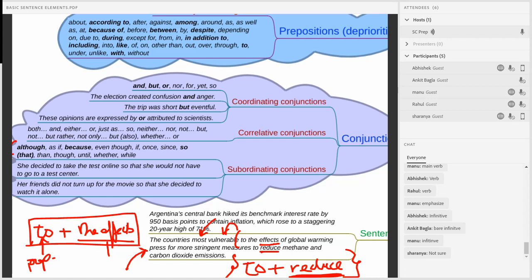So Sharanya, this is a part that we slightly skipped over because we will be coming across this later on as well. Whenever you see to plus the simplest form of a verb, we could call that the infinitive. That's the name of the structure. So this combination of to plus the simplest form of the verb, that combination's name is infinitive. Better? Excellent. So some of this is going to need memorization, and that is what I want you guys to do in the coming few days.